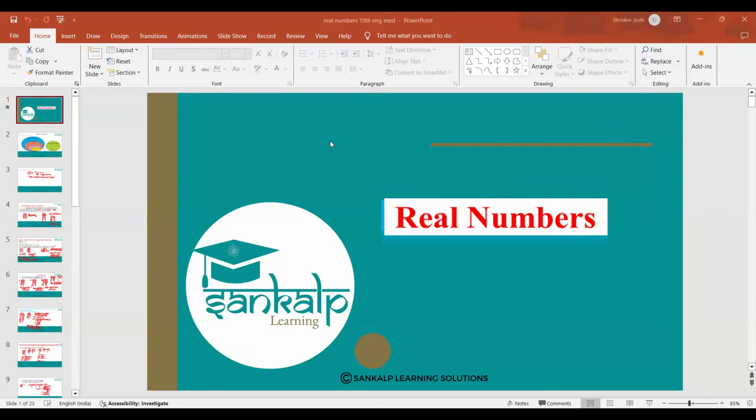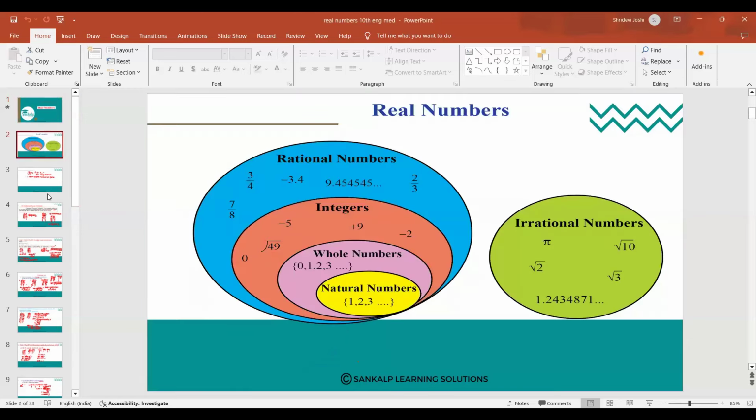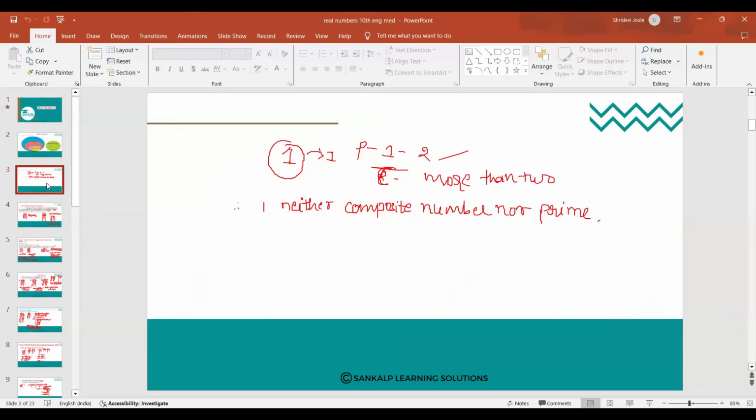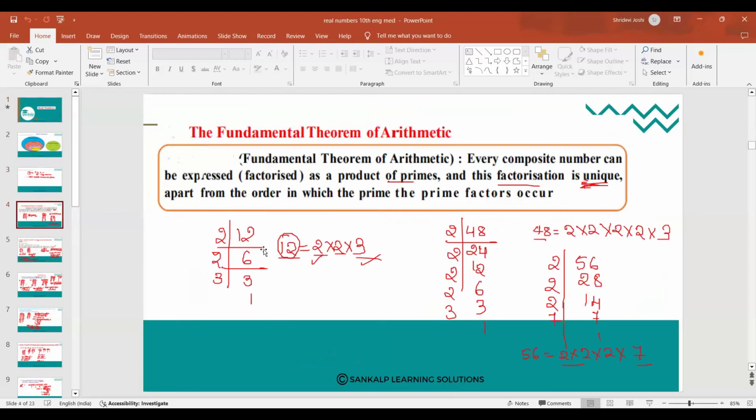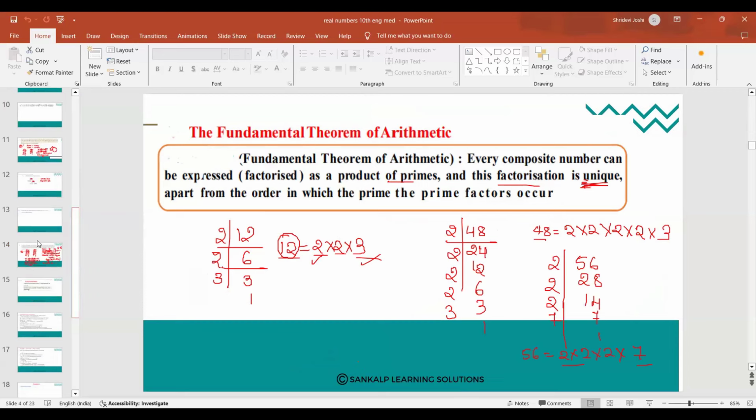Which topic were we discussing yesterday? Real numbers. In that chapter, proving that root 2 is irrational and all? No, we have not started that part yet. We have only completed HCF and LCM, and we saw the fundamental theorem of arithmetic. Today we will start that part, root 2, root 3.